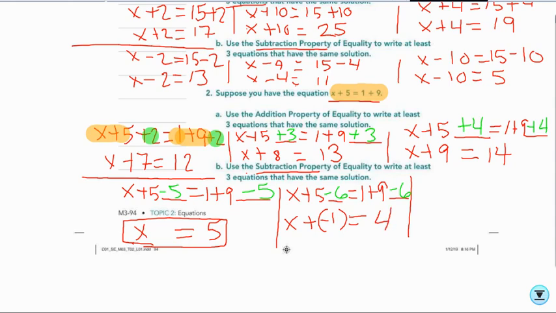My last set, I'm going to write x plus 5 is equal to 1 plus 9. So let's go ahead and do minus 2. And this is going to give me x plus 3, because 5 minus 2 is 3, is equal to 1 plus 9 is 10. 10 minus 2 is 8. And so now I'm done with that section.